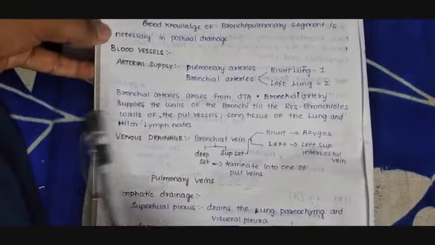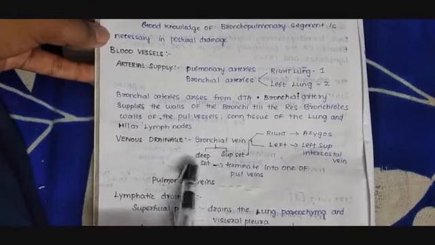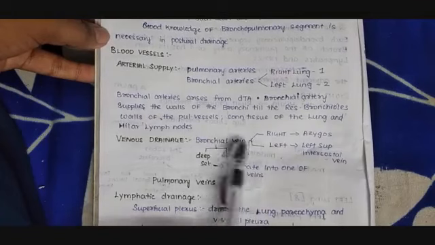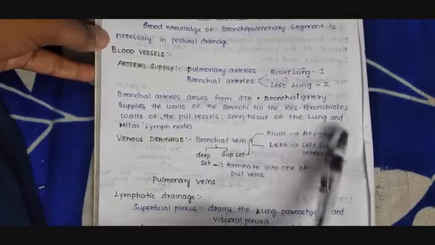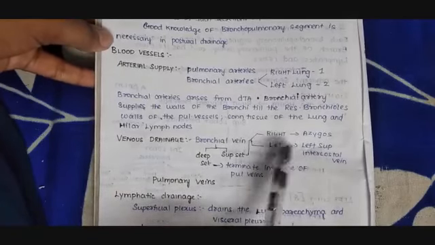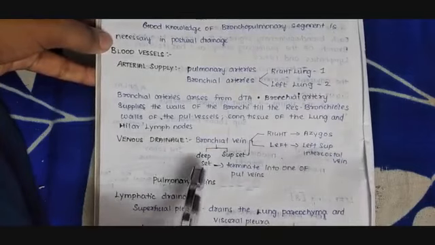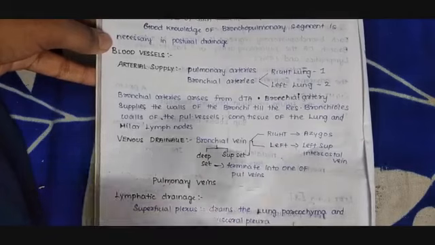And we have venous drainage. So, bronchial vein. This bronchial vein is divided into a superficial set and a deep set. The superficial set of the right lung is drained by the azygos vein, whereas the left lung is drained by the left superior intercostal vein. Whereas the deep set will terminate into one of the pulmonary veins. So there are only two venous drainages, bronchial vein and pulmonary vein. Just remember this.